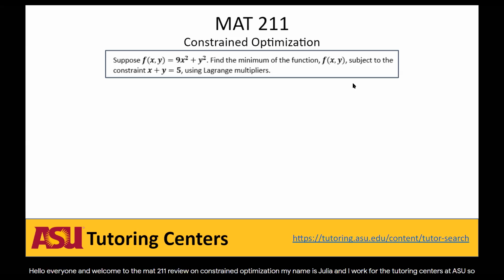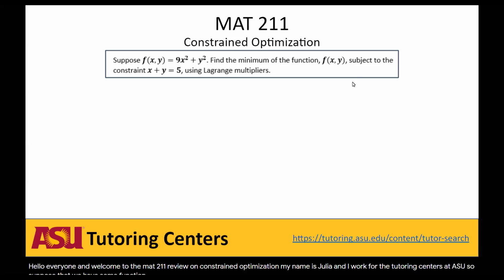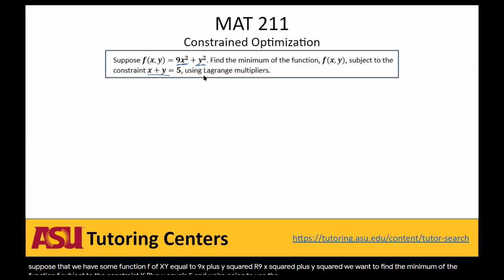So suppose that we have some function, f of x, y, equal to 9x squared plus y squared. We want to find the minimum of the function f, subject to the constraint x plus y equals 5. And we're going to use the method of Lagrange multipliers.